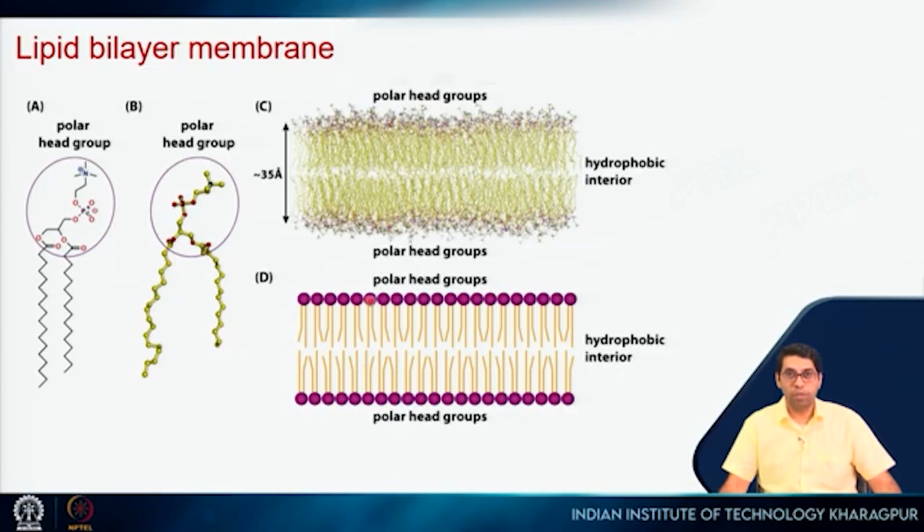You have the hydrophobic tail on the inside and the polar head group on the outside, and that is why it is called a bilayer, because this is one layer and this is the other layer. One is the inner leaflet, the other one is the outer leaflet, and if you put the actual structures, not the schematic, then it will look something like this. And it turns out that this layer is very thin. It is only 35 angstrom or 3.5 nanometers in thickness.